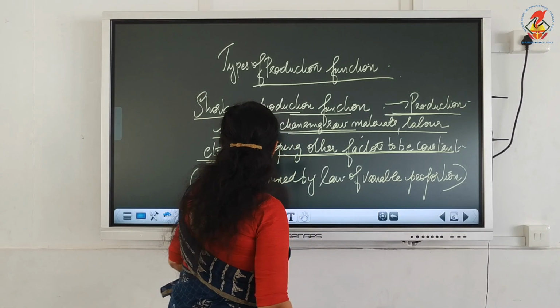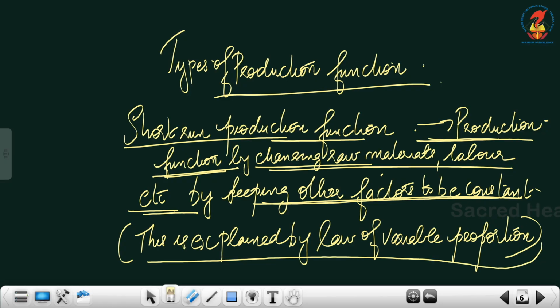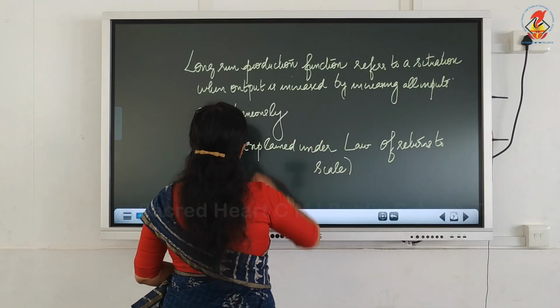Now we will be learning a theory in this short run production function. That theory is known as law of variable proportion. The theory is named as law of variable proportion. Next is long run production function.